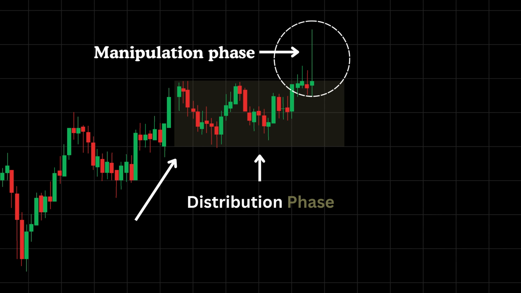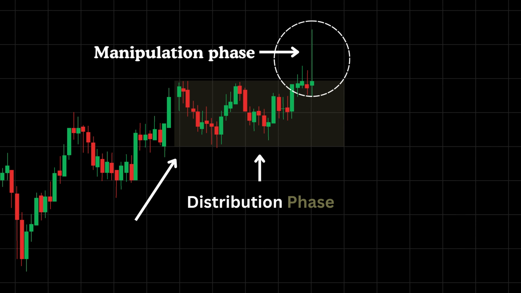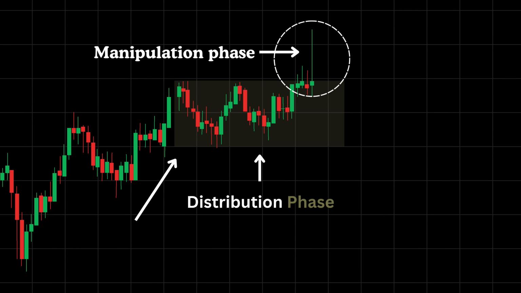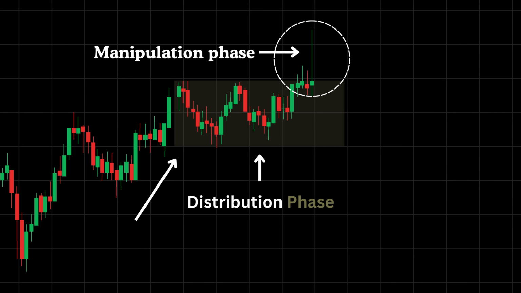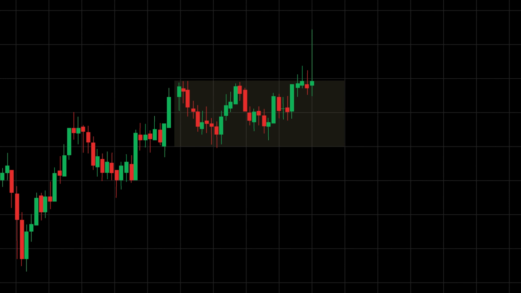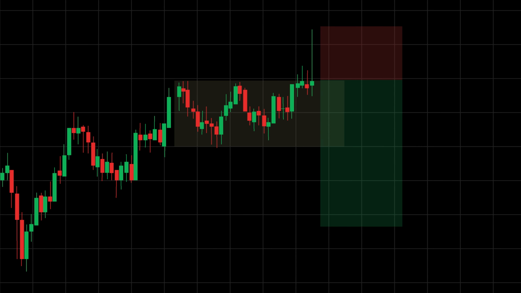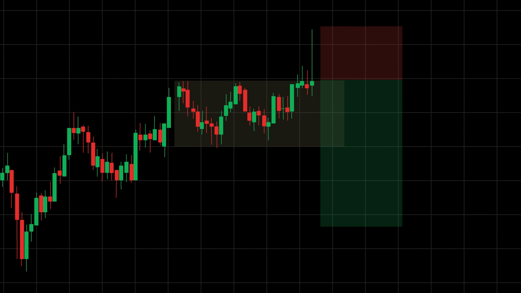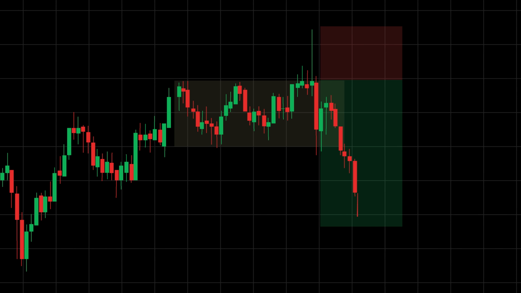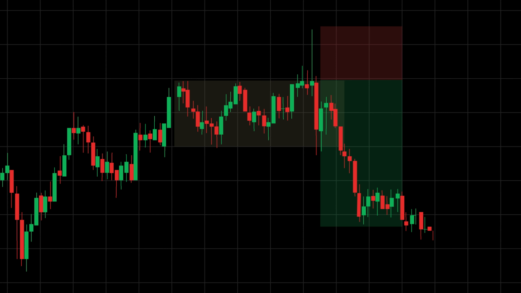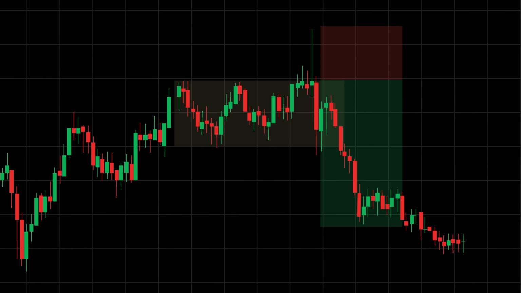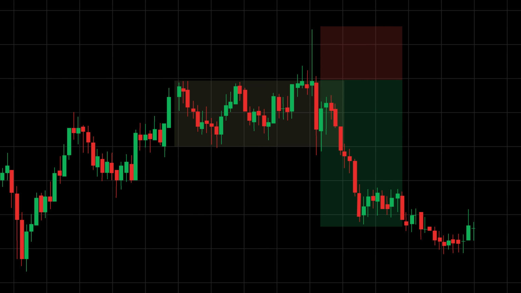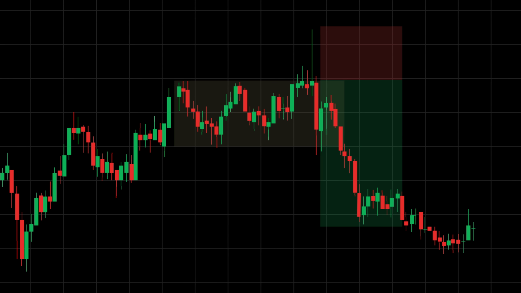Here's the key. If price closes back inside the range after that breakout, that's your confirmation. It's not a real breakout, it's a liquidity sweep. Your entry comes on the candle that closes back inside the range. Set your stop loss just above the high of the breakout candle. Your take profit target, the next major support level. This approach lets you capitalize on the markdown, the acceleration phase, catching the move right after smart money traps retail traders.